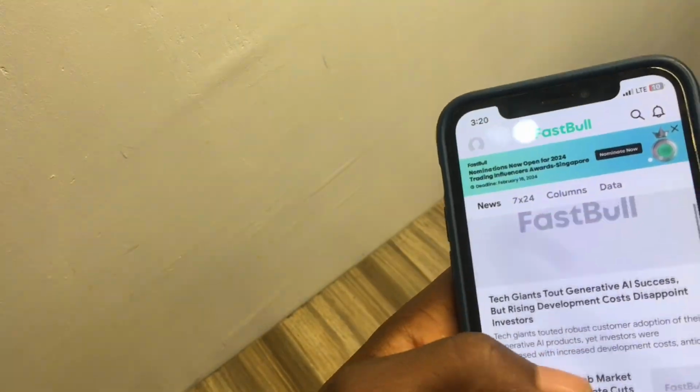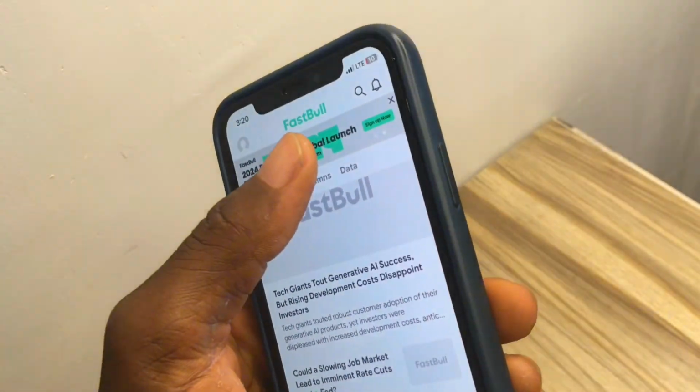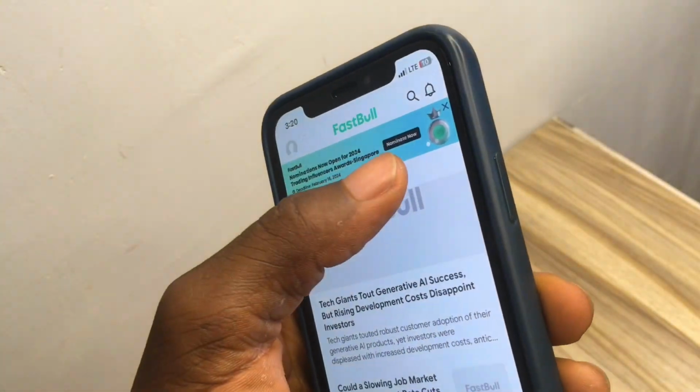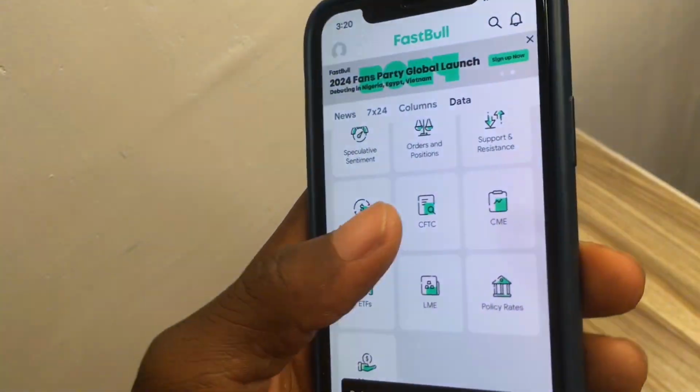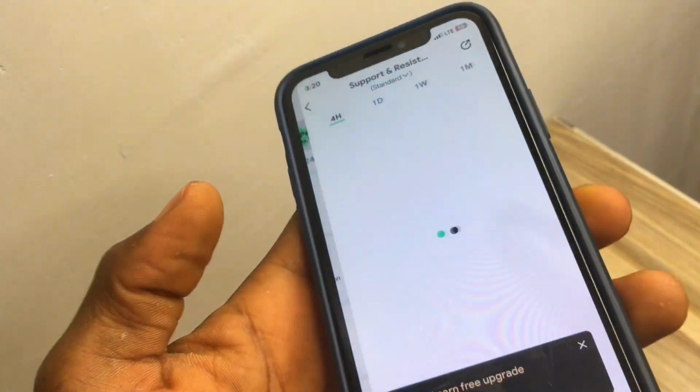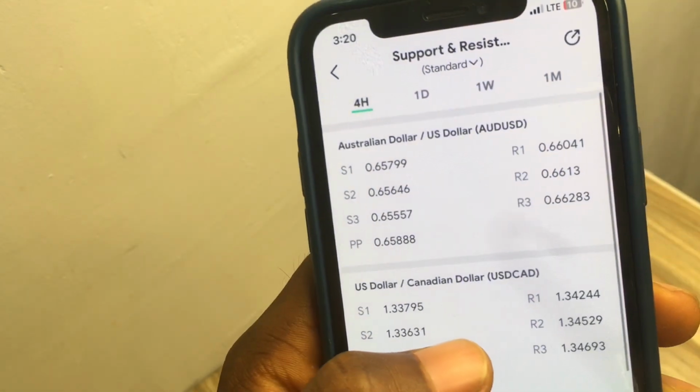So what you have to do right now, once you already have this part of the app, is to go to data. So tap on the data section. Now in this data section, you can see support and resistance. Now we're going to be working with ADSD.